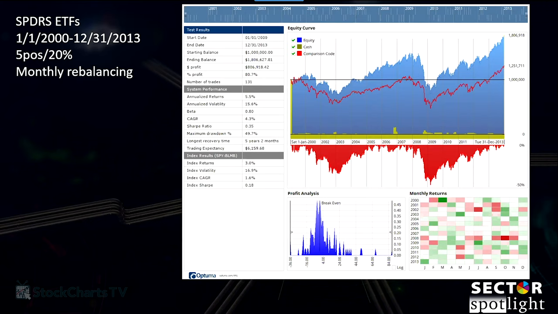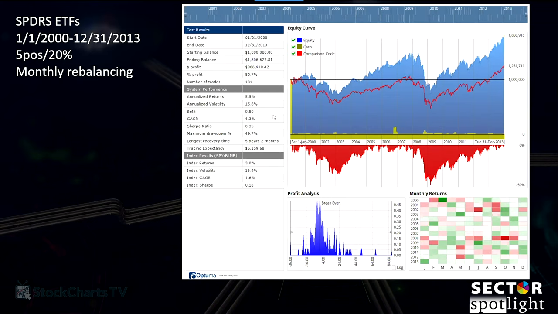So what we did here is a test that buys the top five spider ETFs, holds a 20% position in each ETF, and rebalances every month. The test period in this case, and this is important, is the 1st of January 2000 to the end of December 2013. Why did we do that? Because the red line here is the S&P 500, and as you can see, that's almost a flat period in the market. A big down move, a big up move, a big down move, and then a big up move again.